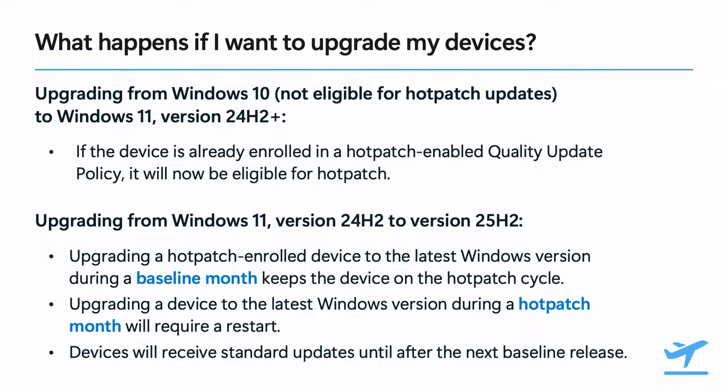However, if you upgrade this device to the latest Windows version in a Hotpatch month, which is a month in which a Hotpatch update is offered to enrolled devices, that device will require a restart to upgrade to Windows 11 25H2. That device will receive standard updates until the next baseline release. For example, if you choose to upgrade this device in the month of June 2026, which is a Hotpatch month, the first Hotpatch it will be offered following this will be in August 2026, which is after the July 2026 baseline month.